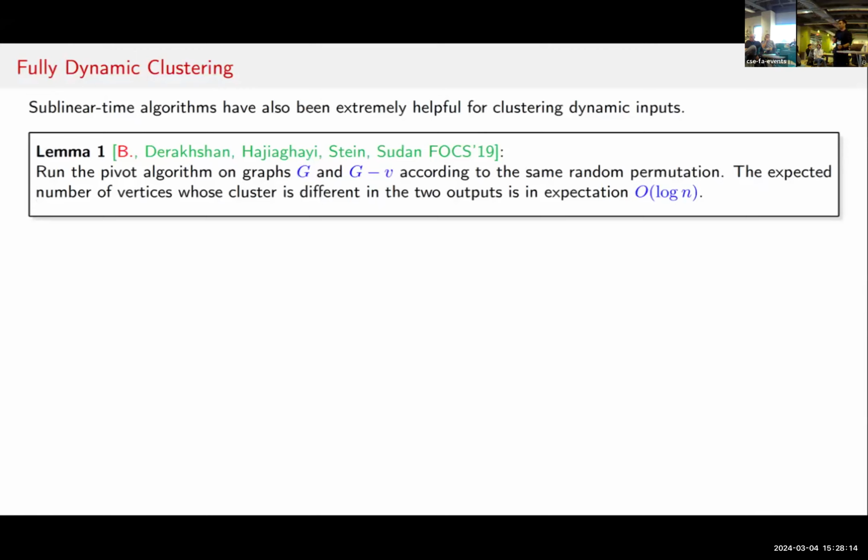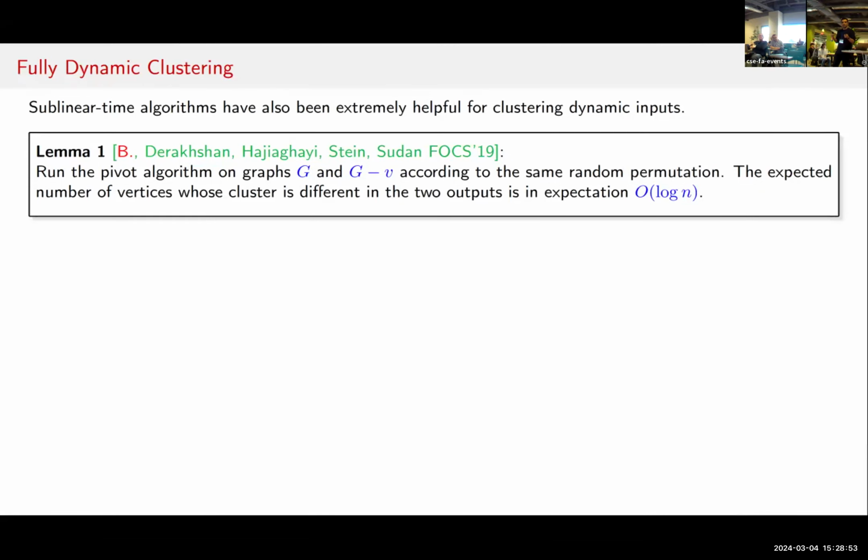So this is the second application that I want to mention. A few years ago, in 2019, with Matla, Mamatari, Cliff, and Madhu, we proved that if you take a graph G, and also take the graph G from which you remove an arbitrary vertex V, and draw the same random permutation on both, and run the pivot algorithm, then the expected number of vertices whose cluster changes in the 2 outputs is at most log in expectation.